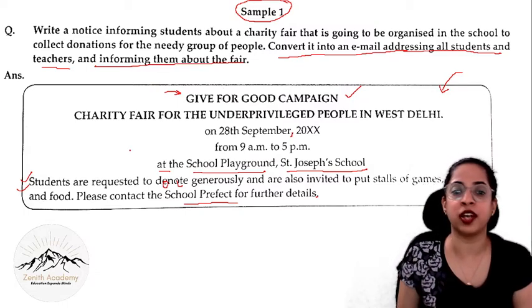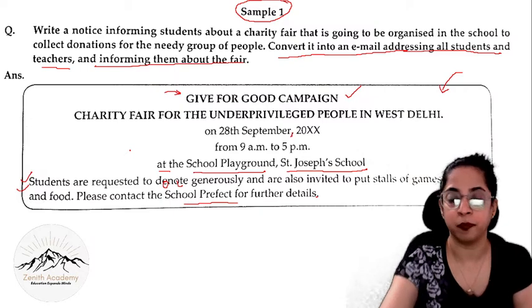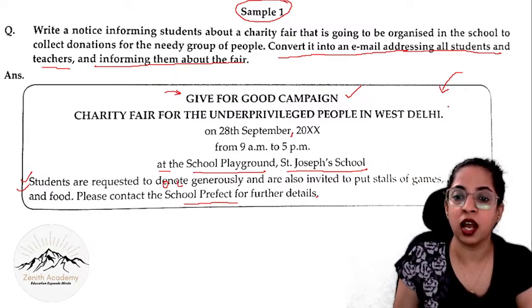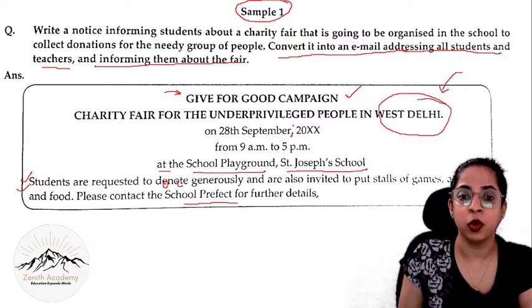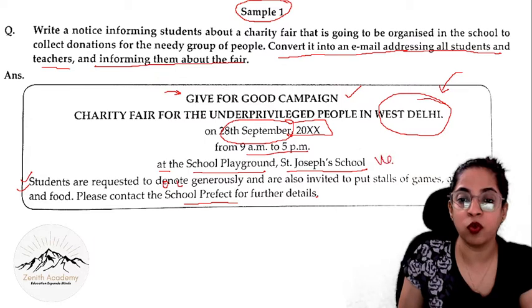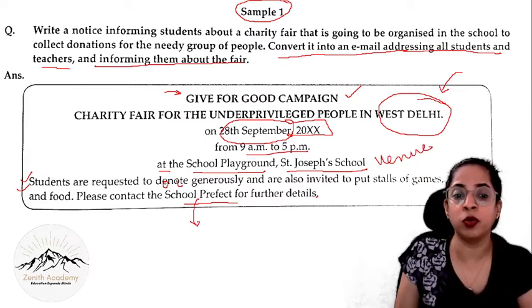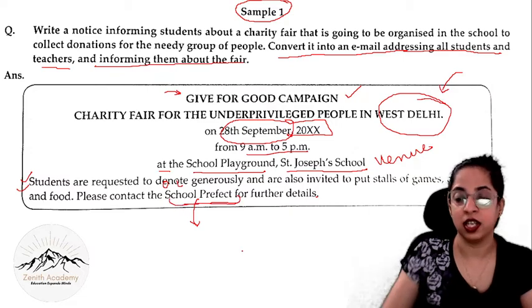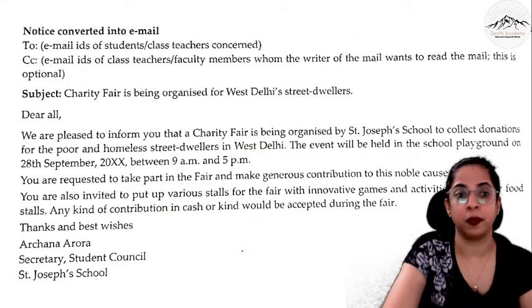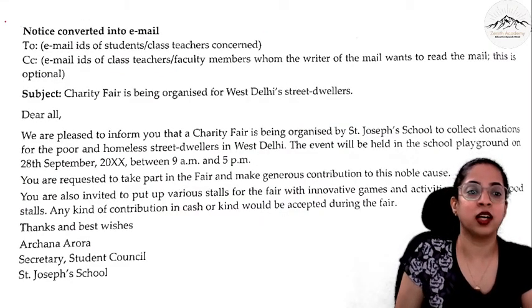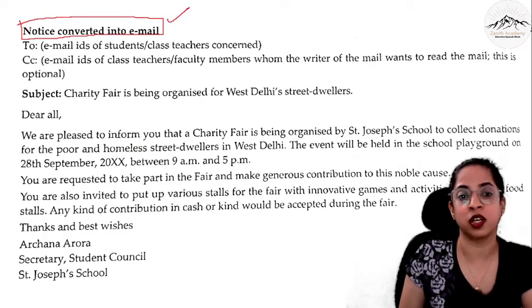So this was a charity fair for the underprivileged people. So we know where it is, it is in West Delhi, on 20th September. This is the year, timing is there, where it is happening we know, when we have read. See, whom do we have to contact, we have read all this. Now let's write an email. So this is a notice which is converted to email. So we are writing a notice which has been converted to email.